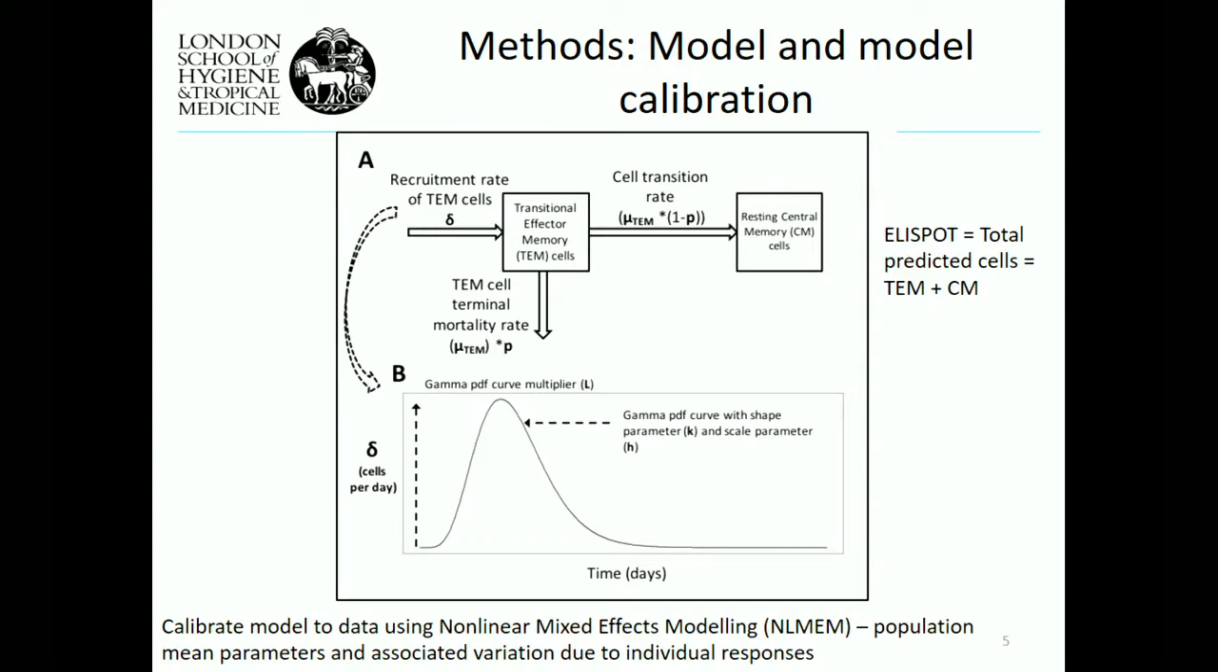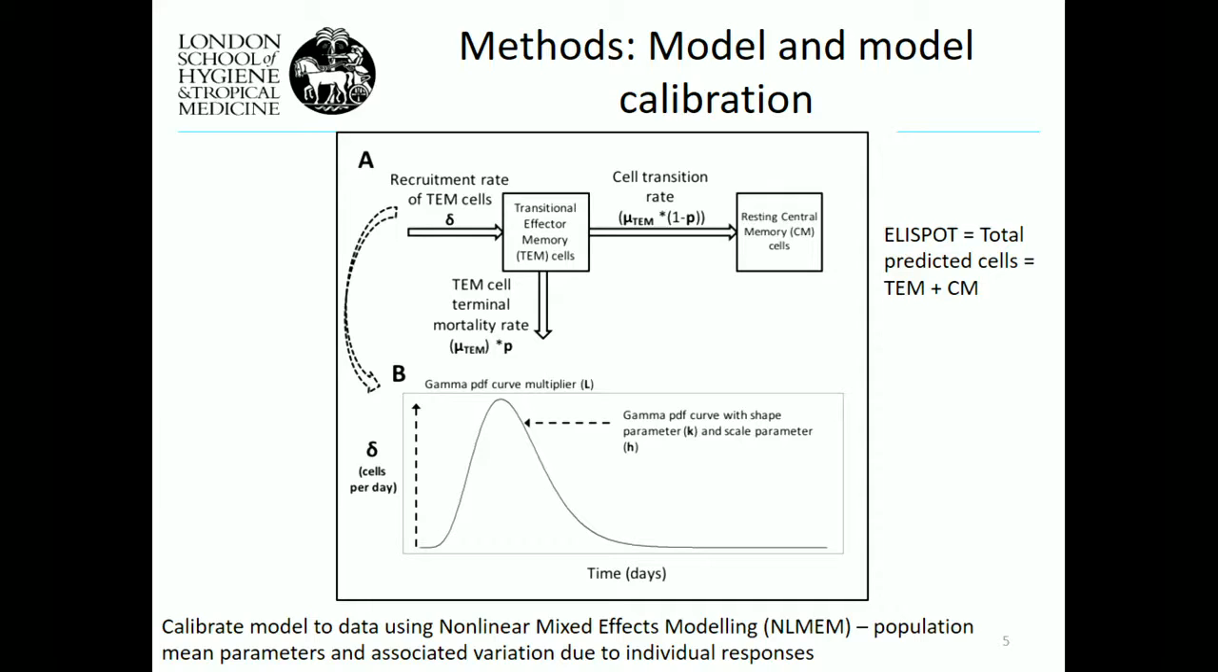So that's the data, and this is the model that we would like to fit to the data. The model is a compartmental mathematical model. It comprises 2 cell types: transitional effector memory cells and resting central memory cells. Very briefly, the cells are recruited into the transitional effector memory compartment at a rate delta, which I'll come back to in a minute. These cells either die or transition to central memory type. We have assigned a proportion of the cells that die, which was 90%. The remainder go into the central memory compartment and stay there for the rest of the time.